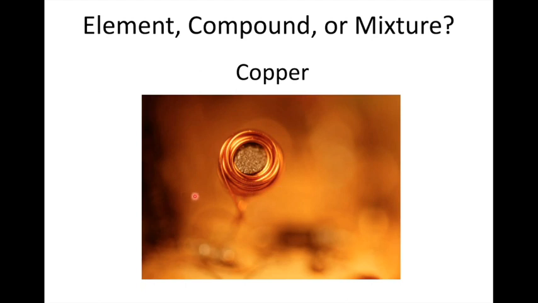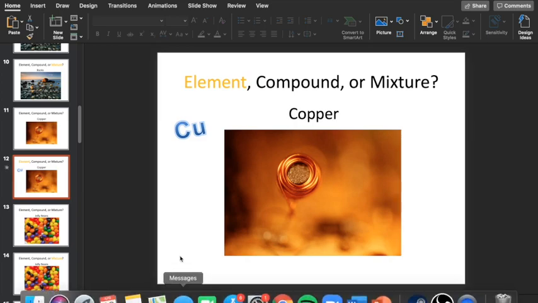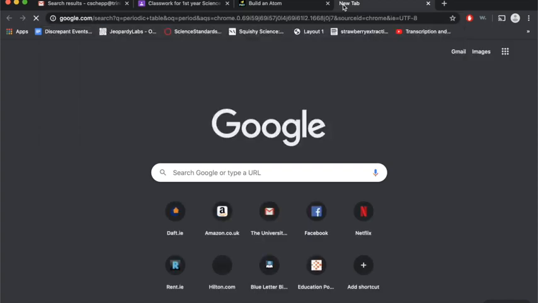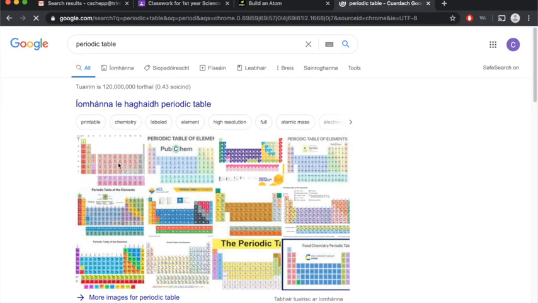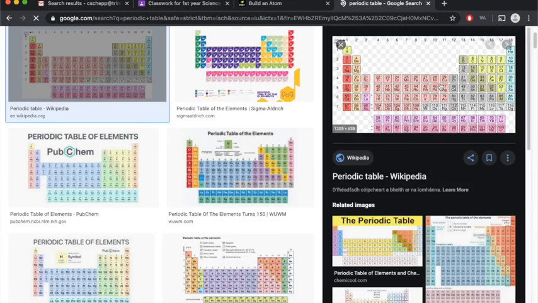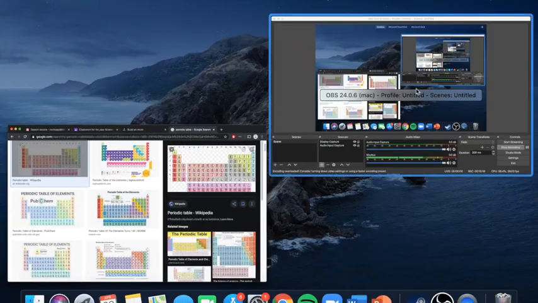Copper, on the other hand, what do you guys think copper would be? Copper is going to be an element because we can find it on the periodic table. If we were to go back to that PhET simulation, or if I'm going to just pull up a periodic table of elements, you would be able to click on any one of these. I'm just going to click on the first one I see. It's actually the Wikipedia one. And you can see really tiny there, number 29 is Cu, is copper. So that's how we know it is an element.